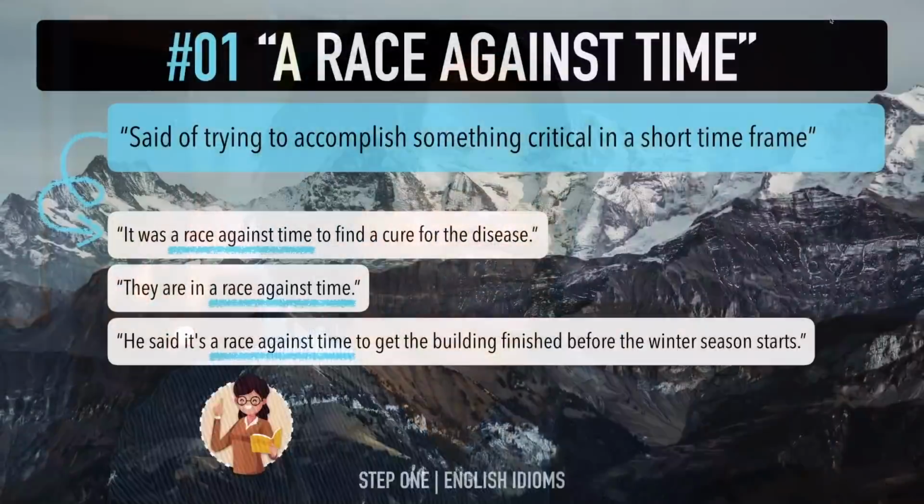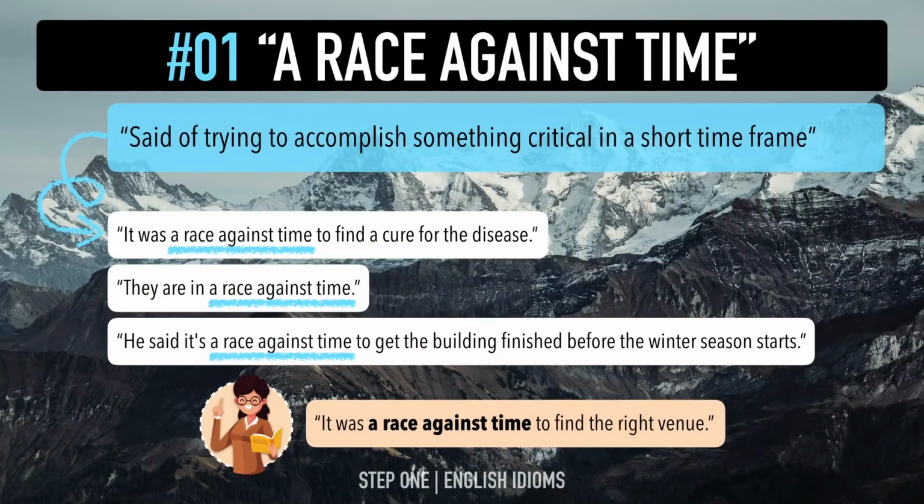So how can we use a race against time to speak about the situation I am talking about, the event I'm telling you about? Here we go. Let me show you how I could use this idiom. I could say, it was a race against time to find the right venue. And venue just refers to the location where we were going to have the dinner. So we can use this idiom, a race against time, during step number 1.